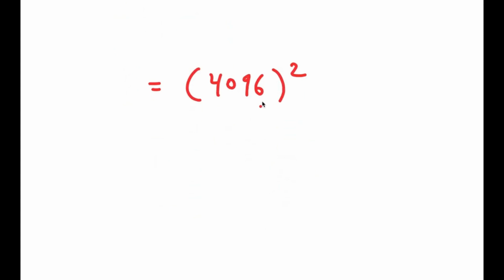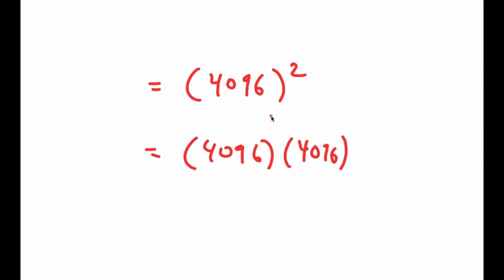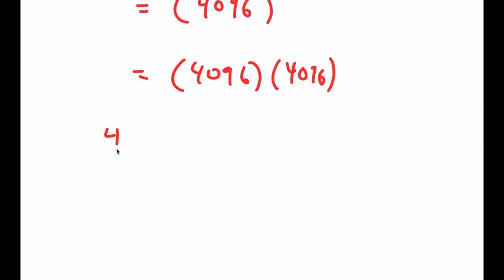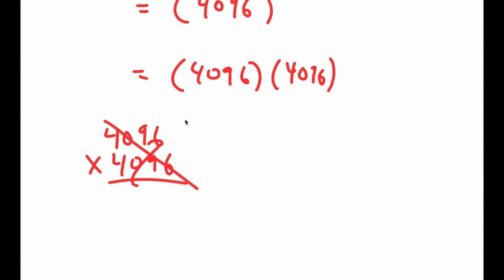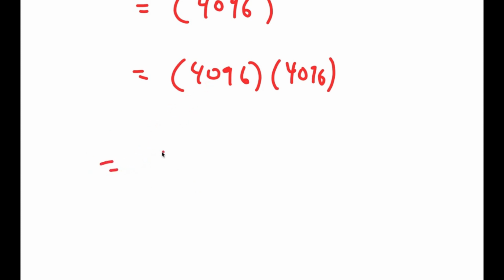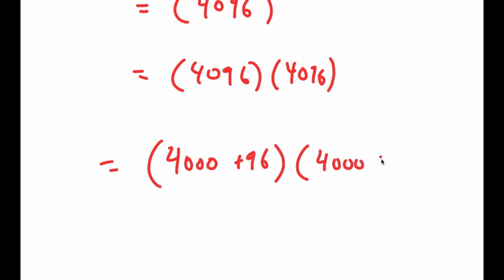Now, what most people would do, well, first of all, 4096 squared is the same thing as 4096 times 4096. And from here, what most people would do is they would just multiply this like this. So they do 4096 times 4096 and use the conventional method of multiplying it. However, this method takes way too long, and it's really easy to make an error using this method. So instead, to more easily solve this, I'm going to rewrite this as 4000 plus 96 times 4000 plus 96.